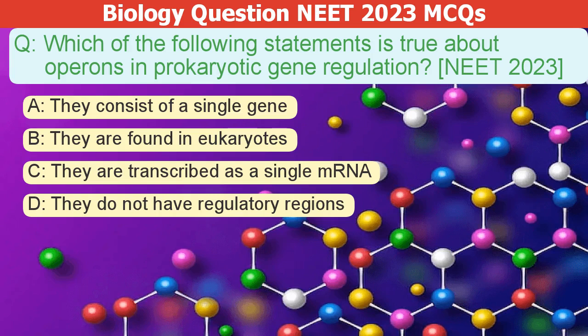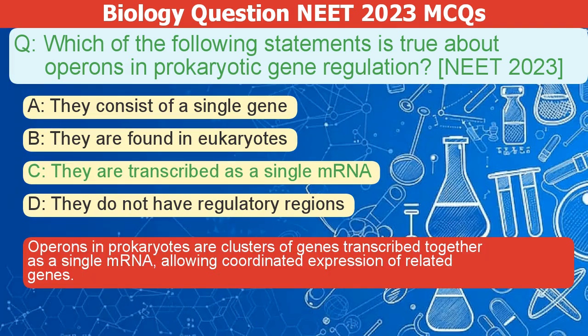Which of the following statements is true about operons in prokaryotic gene regulation? NEET 2023. A. They consist of a single gene. B. They are found in eukaryotes. C. They are transcribed as a single mRNA. D. They do not have regulatory regions. The correct answer is C. Operons in prokaryotes are clusters of genes transcribed together as a single mRNA, allowing coordinated expression of related genes.